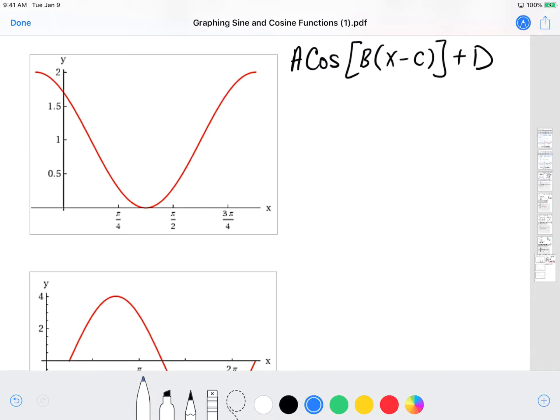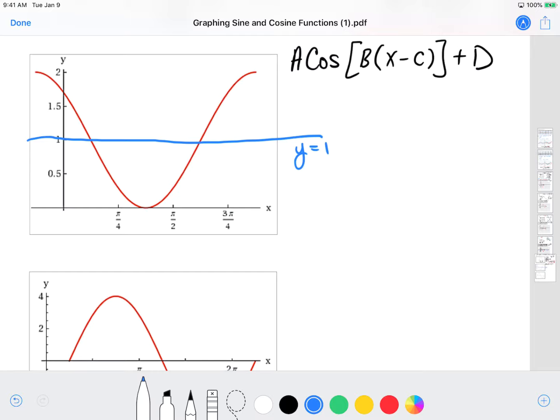Notice, however, that my midline changed. The line that should go down the center of it horizontally is not the x-axis, it's the line y equals 1. So this graph has been shifted up 1. So d is going to be 1 later when we put that in.